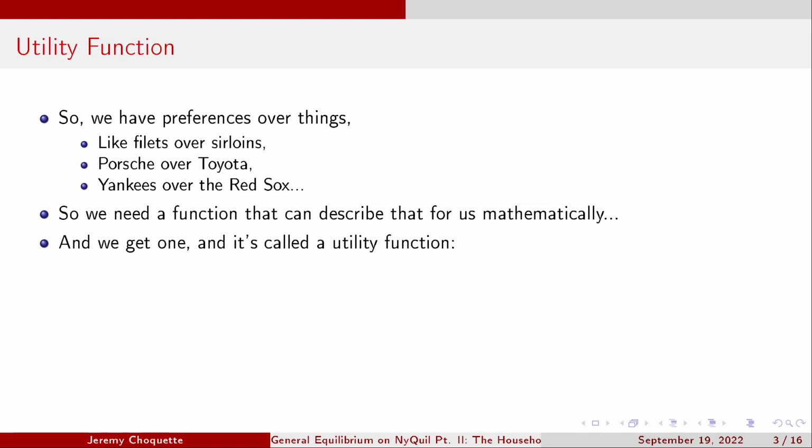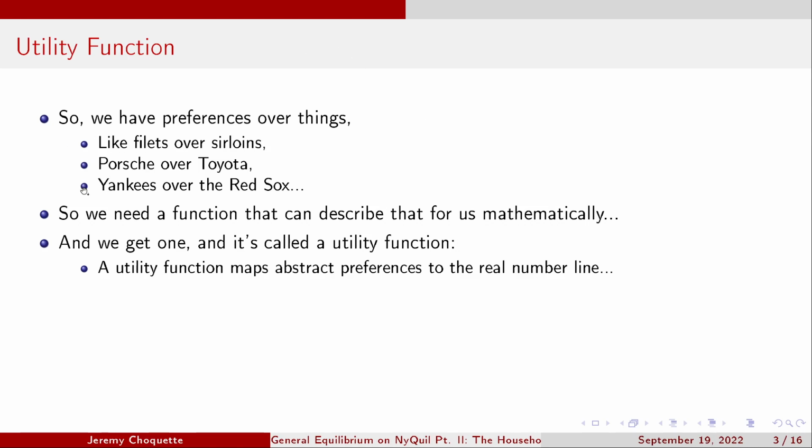Toyotas are cool, but Porsches are more betterer. The Red Sox suck, and the Yankees are cool, right? And we get this function that can describe that for us mathematically. It's called a utility function. And what it does is it maps your abstract preferences, because these three things that I just listed over here, right? These are abstract preferences.